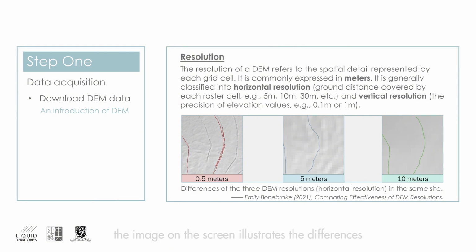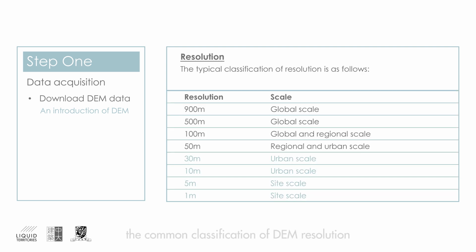The image on the screen illustrates the differences in various resolutions. The common classification of DEM resolution used in practice and research is displayed on the screen. In general, global scales always utilize resolutions greater than 100 meters. Regional and urban scales typically use resolutions between 10 and 100 meters, and site scales typically use resolutions between 1 and 10 meters.